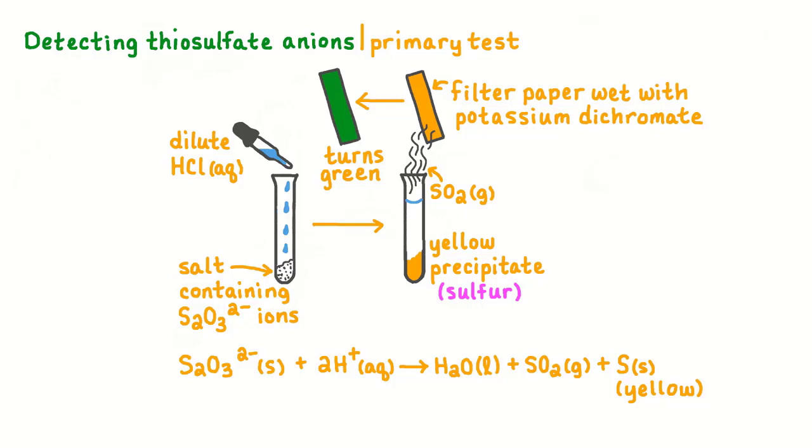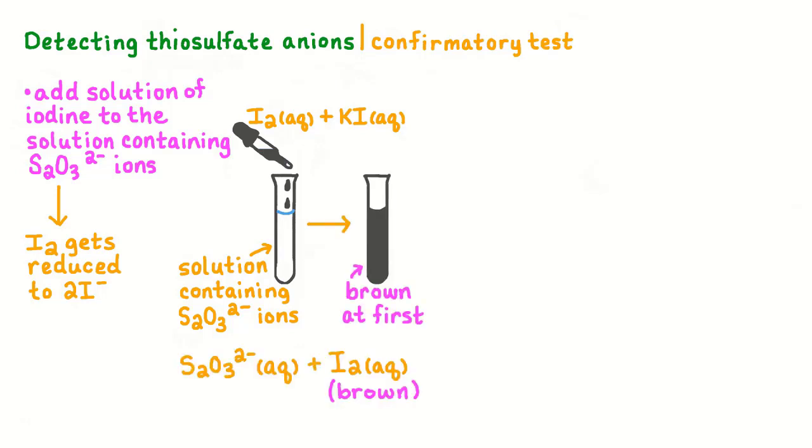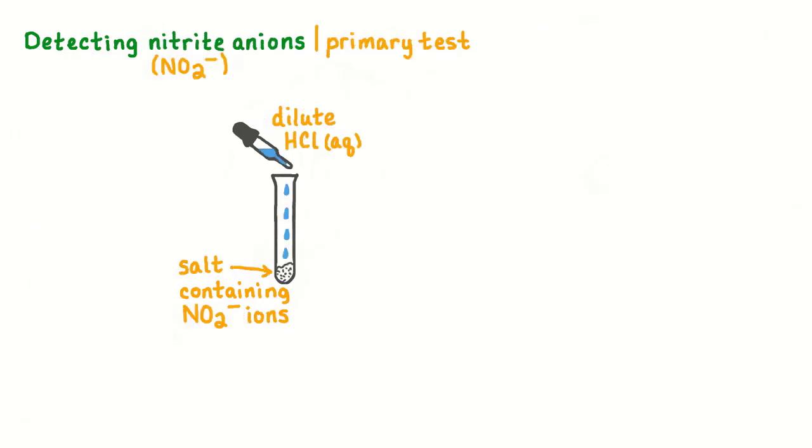While the production of the pale yellow precipitate is a very good indicator when testing for thiosulfate, we also need to perform our confirmatory test. One of the characteristics of the thiosulfate anion is that it is able to reduce iodine to iodide. An iodine solution commonly has a dark brown appearance, and when mixed with a solution containing thiosulfate ions, the iodine is decolorized. Nitrite anions can also be detected using dilute hydrochloric acid.